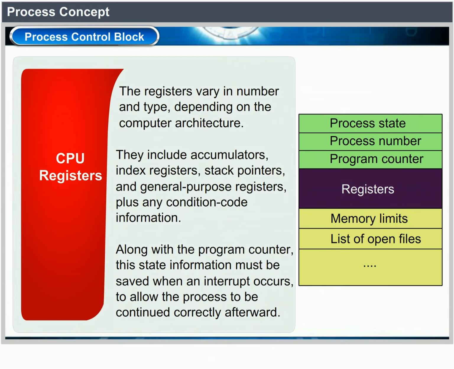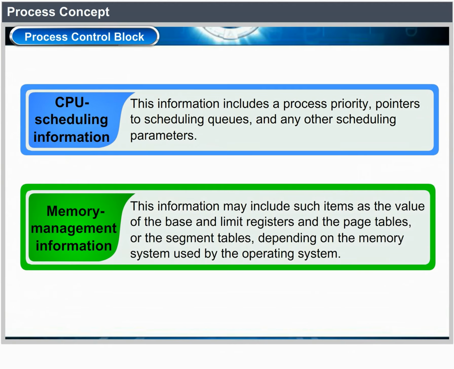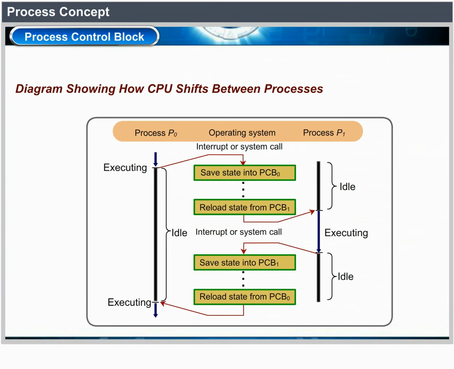CPU scheduling information. This information includes a process priority, pointers to scheduling queues, and any other scheduling parameters. Memory management information. This information may include such items as the value of the base and limit registers and the page tables or the segment tables depending on the memory system used by the operating system. Diagram showing how CPU shifts between processes.